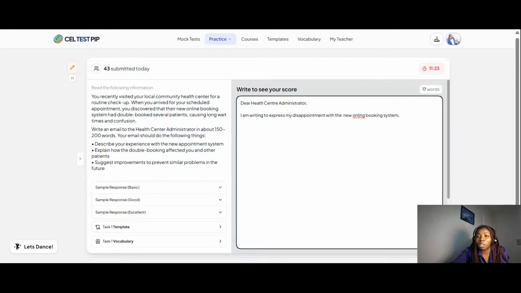Like this thing, it will always also correct you in the exam. When you're writing something, it will underline if you write a spelling that is not correct, it will show you that it's not correct. So don't panic about your spellings or anything. It will always tell you this thing is wrong. So my frustration about the new online booking system.